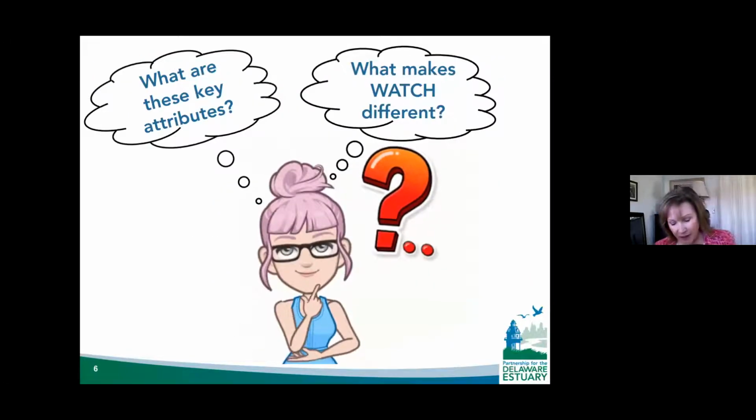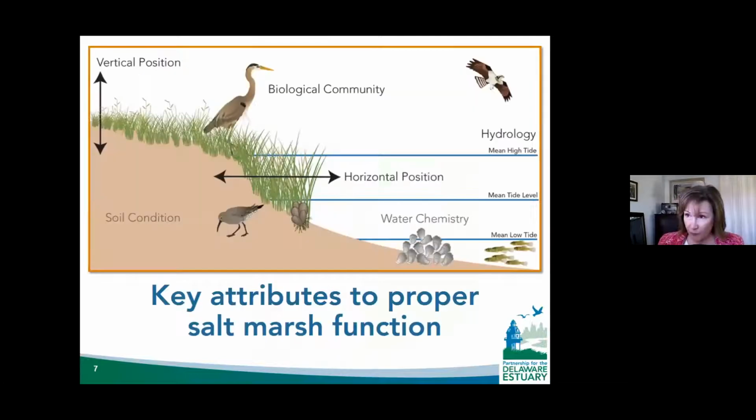Okay, so by now you're probably asking yourself, what are these key attributes and what makes Watch so different from all the other tools I already have? Well, those are good questions, valid. Let's take a look. So Watch holistically evaluates 6 key attributes that have been shown to be foundational to the proper functioning of salt marsh. And those are biology community, hydrology, horizontal position, water chemistry, soil condition, and vertical position. We also have a 7th attribute, sedimentation, that's in the works right now, so stay tuned for that at a later date.